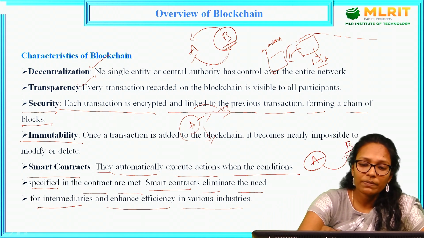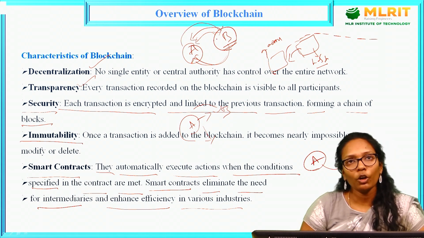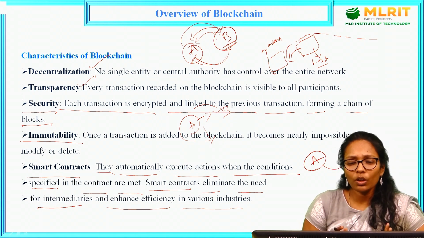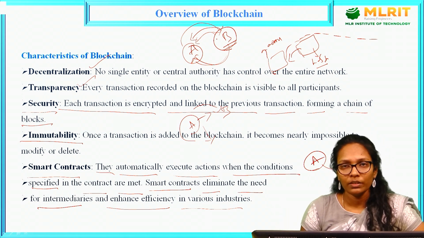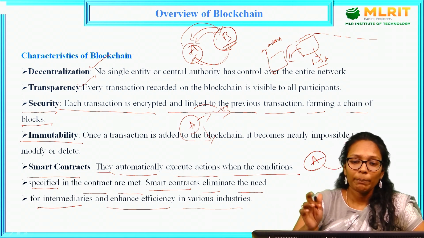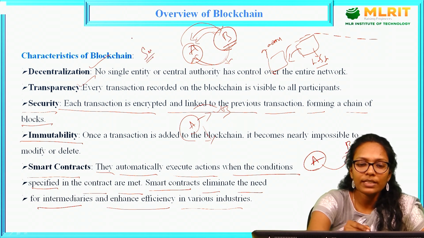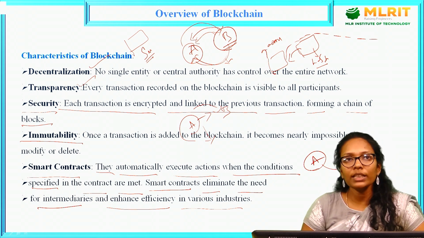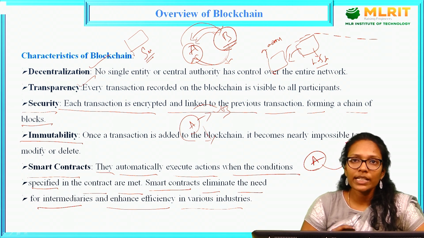Then if it is valid, he needs to pay the amount and the documents need to be transferred to B. This is a lengthy process which may take 3 months to 6 months based on the land, right? But if I use a smart contract, the person A will update all the land documents. The smart contract will automatically check whether the documents are valid or not by considering some conditions.